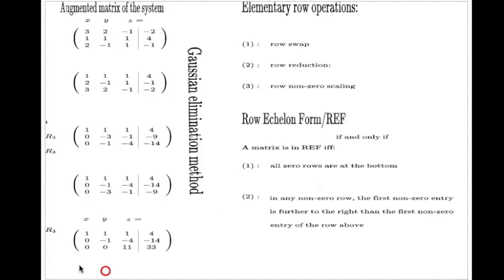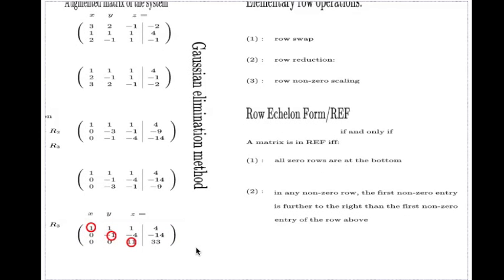Look at this matrix we came up with here, the triangular shape. This kind of property is very clearly seen here. If I take this little circle, this is the first non-zero element of the first row. This is the first non-zero element of the second row. This is the first non-zero element of the third row.